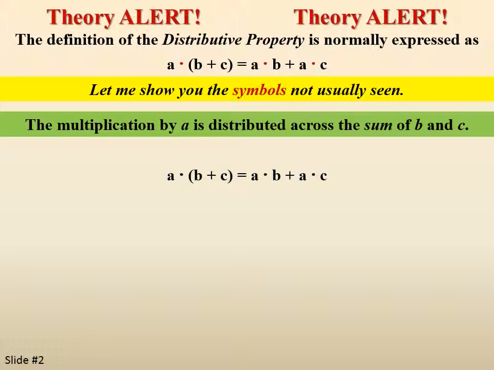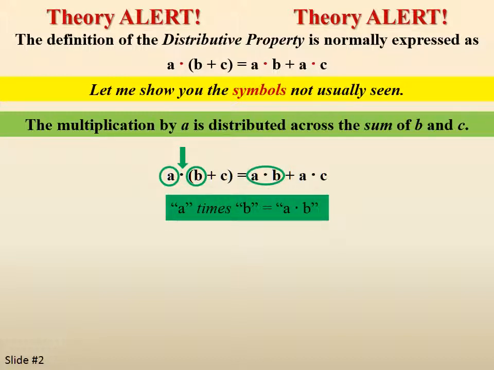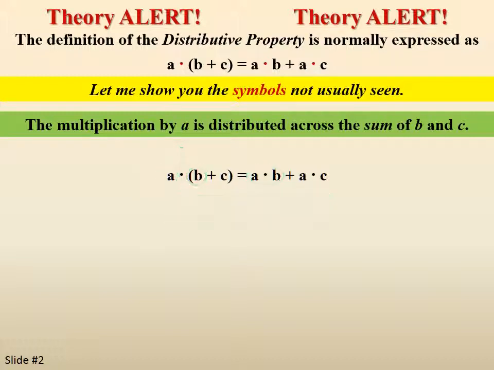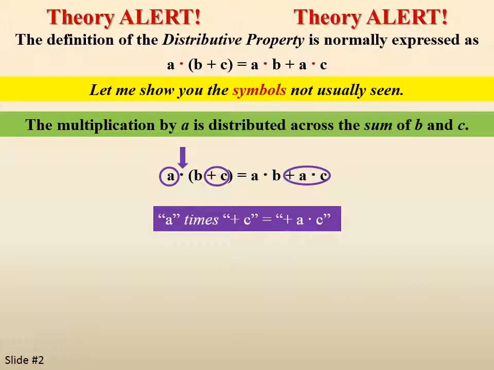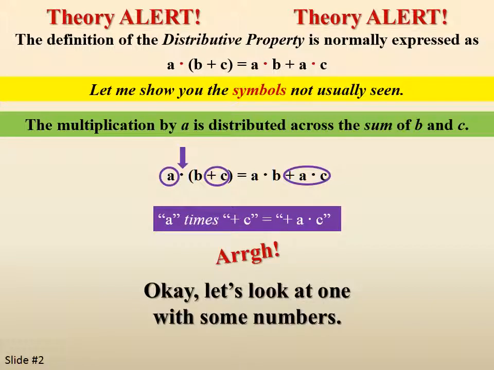So here's what it looks like. You take the A and you multiply it times the B, which gives you AB, or A times B. Then you take the A and you multiply it times the C, which gives you a positive A times C. Yeah, I agree. There's a lot.